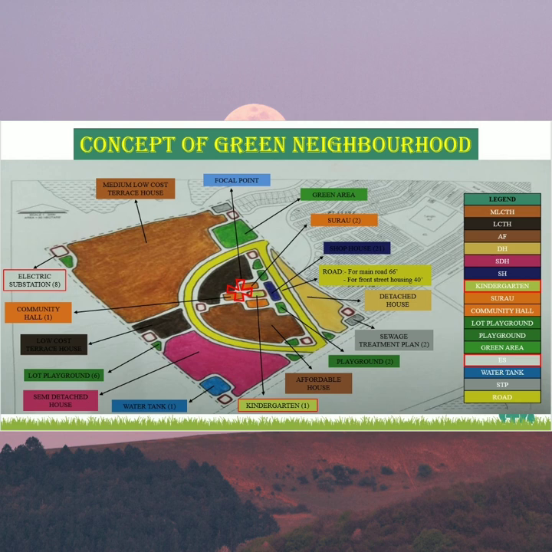There are 2 types of road: main road, 66 feet, and front street housing, 40 feet. Water tanks are usually located in high areas. STPs are usually located in flat areas. The focal point is located between the surau, community hall and low-cost terrace house.